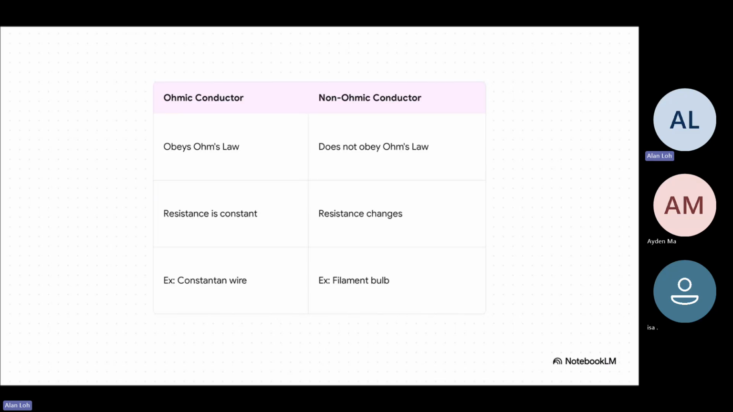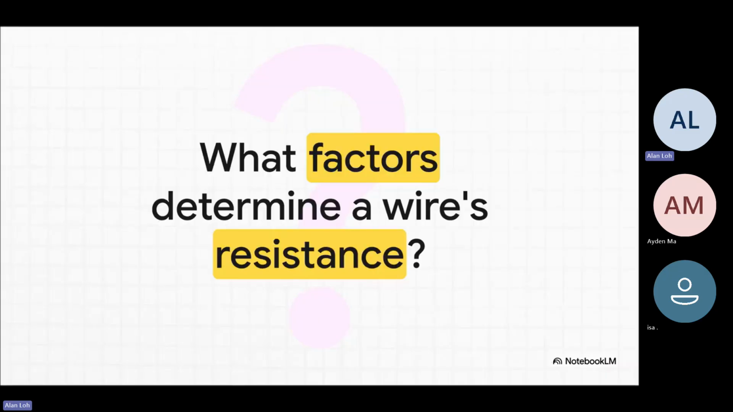A perfect example is the little filament inside an old-school light bulb. As it gets super hot, its resistance actually goes up. It changes with the conditions. So that brings up a really good question. What actually determines how much resistance a wire has? It turns out it really just boils down to 3 main things.